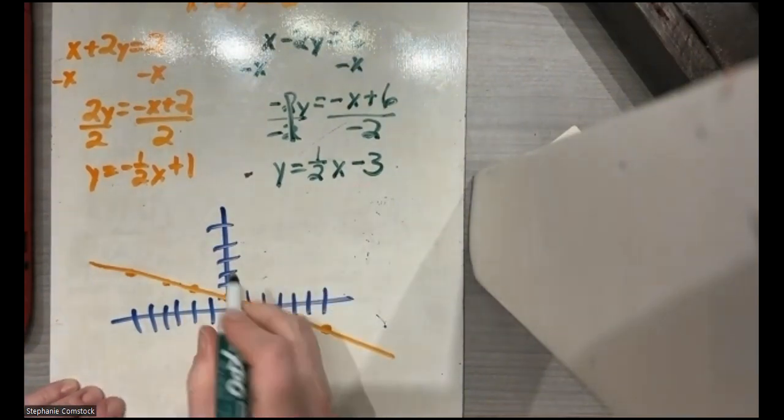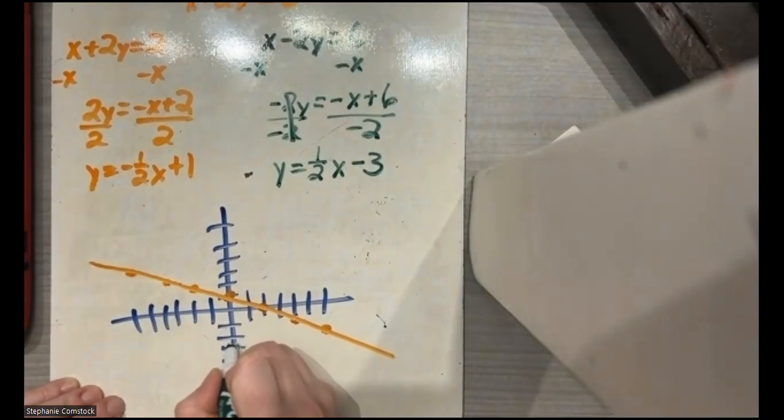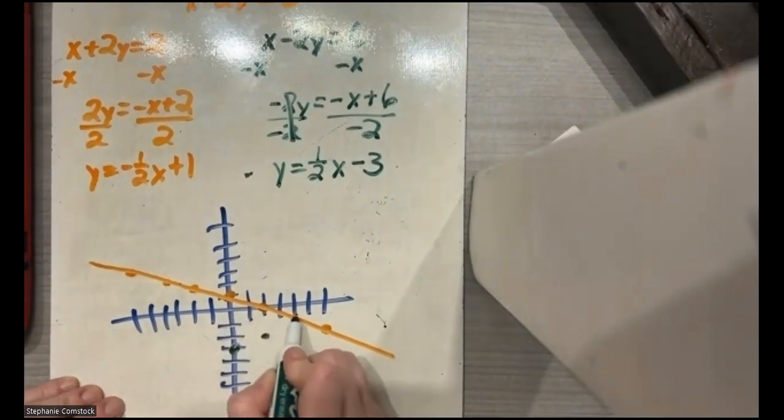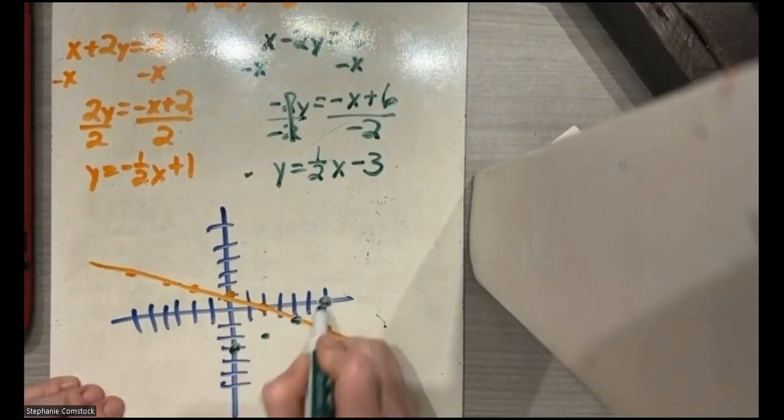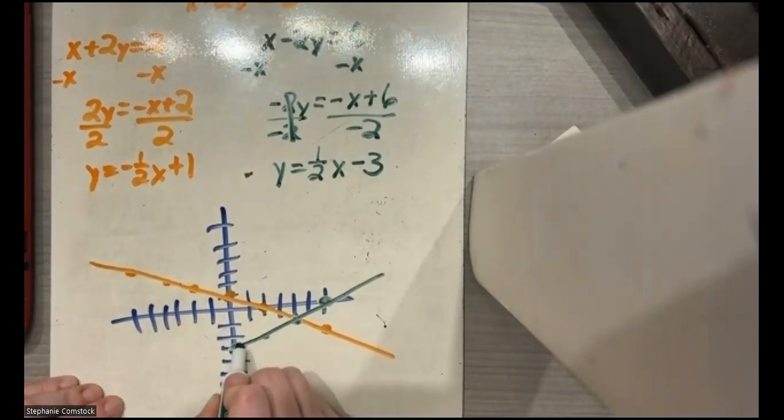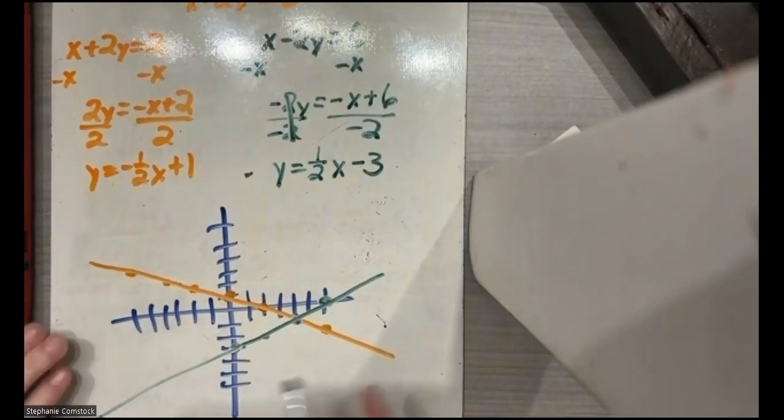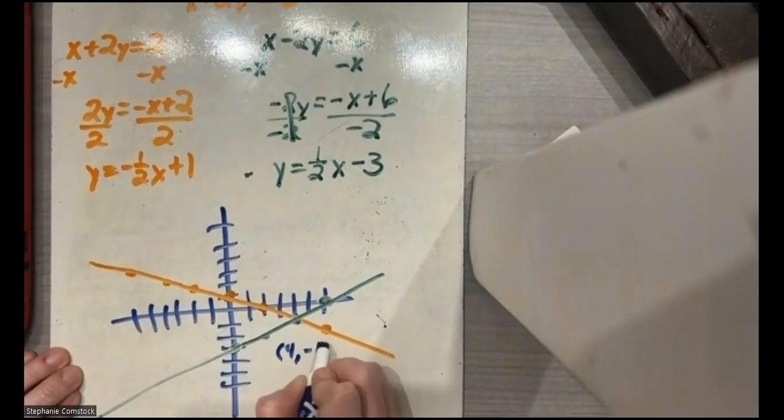So for this one, we're going to start at -3. And I'm going to go up 1/2, up 1/2. Oh, there it is. We just found it. That then will help me create my line. Okay, so now I know where that ordered pair is. That ordered pair is located at 4, -1.